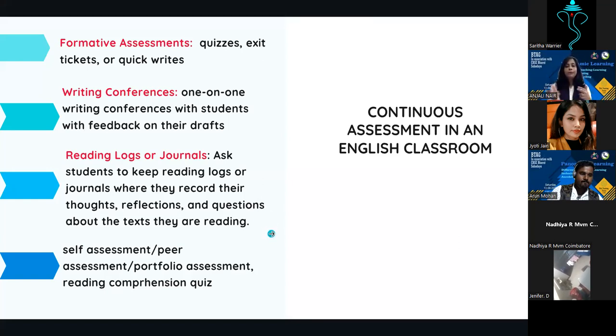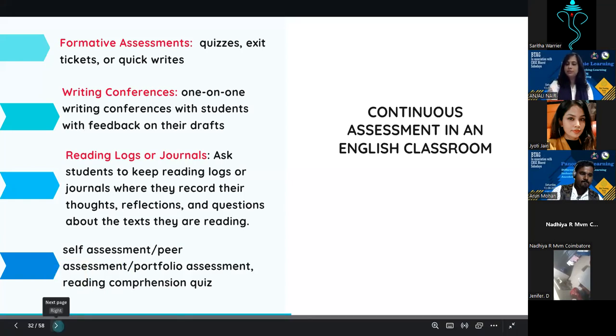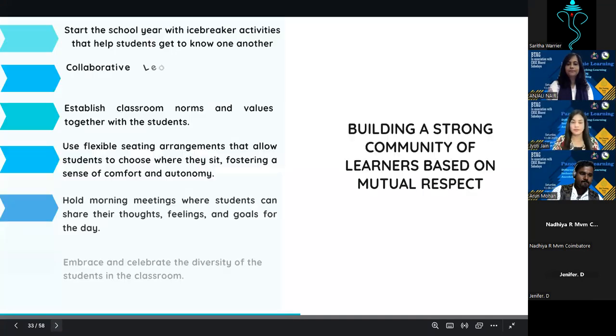You can have peer learning in the classroom. The students who understand everything very well, you can have a flexible grouping, a mixed group discussion in the classroom where children can help each other. Then self-assessment, peer assessment, portfolio assessment, reading comprehension quizzes. All these are some of the strategies that can be used in the classroom throughout a year. And you can even plan better activities as per the need of your subject.